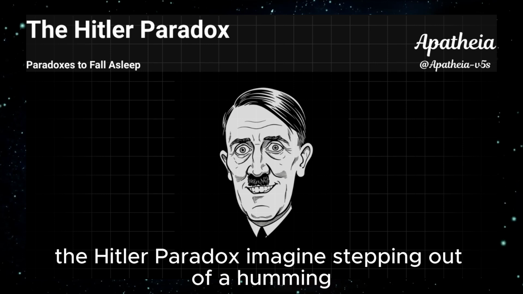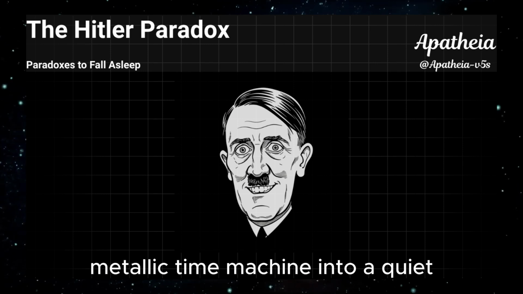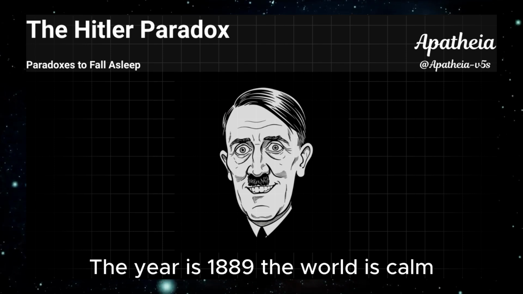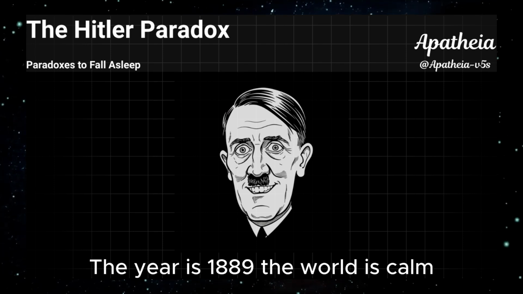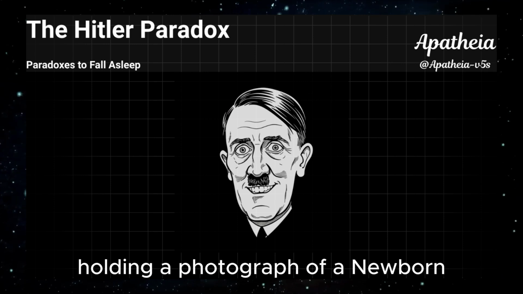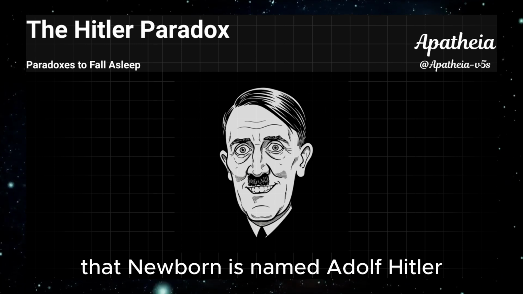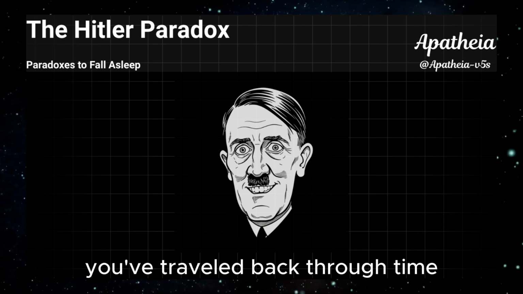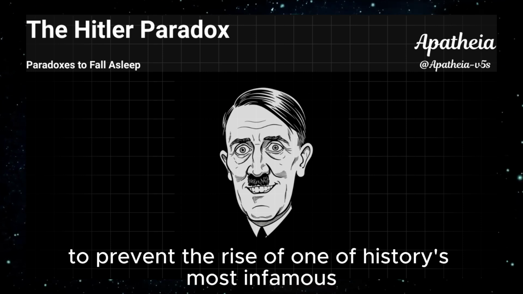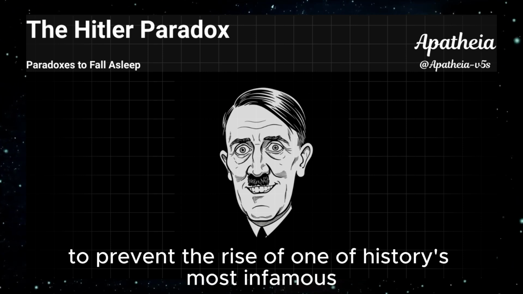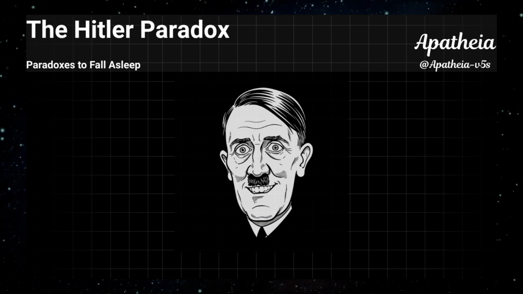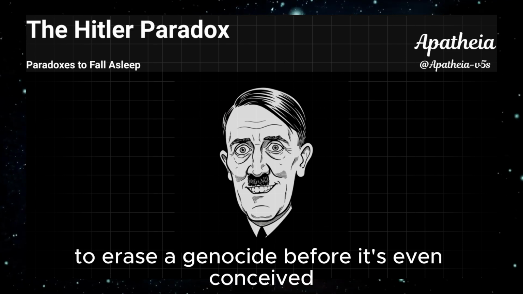The Hitler Paradox. Imagine stepping out of a humming metallic time machine into a quiet moonlit street. It's Austria. The year is 1889. The world is calm, innocent. For now, you're standing in front of a small house, holding a photograph of a newborn. That newborn is named Adolf Hitler. You've traveled back through time on a mission that's haunted people for generations, to prevent the rise of one of history's most infamous tyrants, to stop a war before it ever begins, to erase a genocide before it's even conceived.